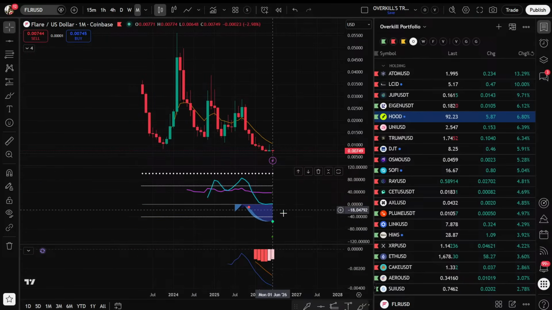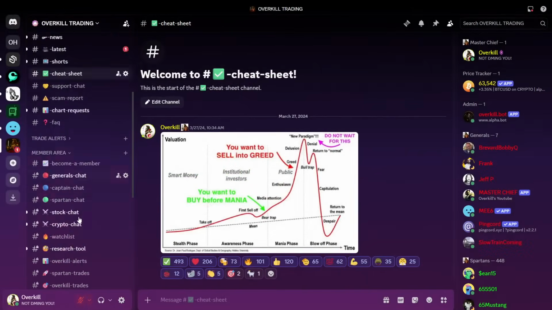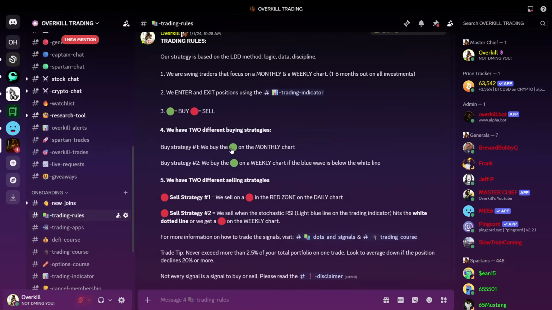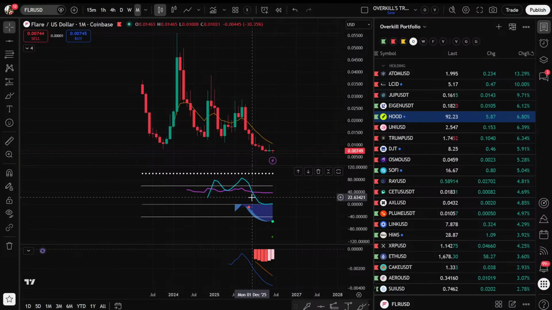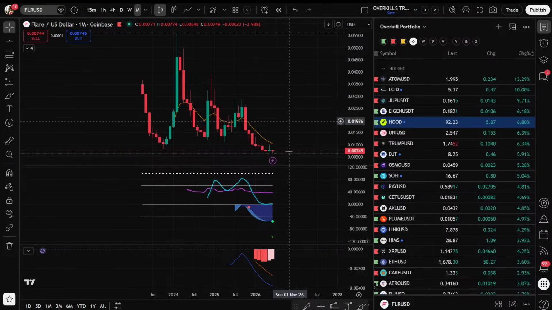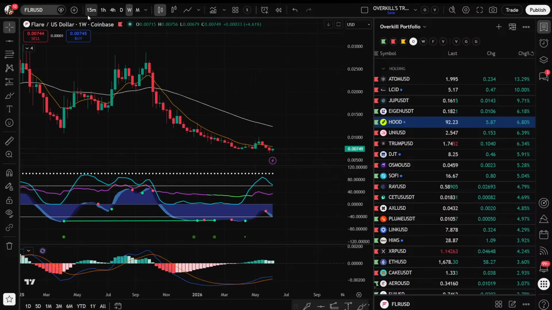Okay, again, that monthly dot is our buy signal. You guys can see our trading strategy right over here. A monthly green dot and a weekly green dot if the blue wave is below the white line. On the weekly, on the monthly, even better. These monthly signals are the most accurate signals when it comes to our swing trading strategy. We would be fully loaded here on Flare. This looks really good.